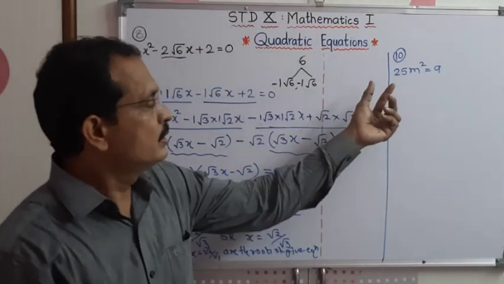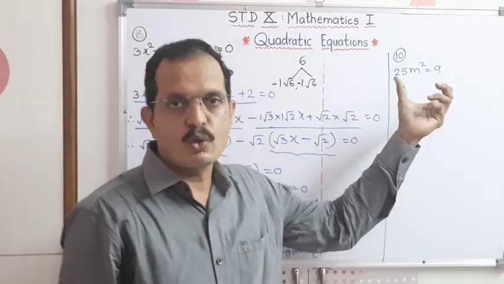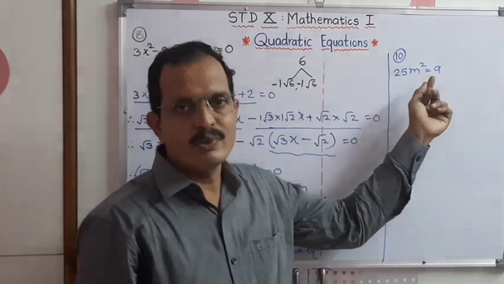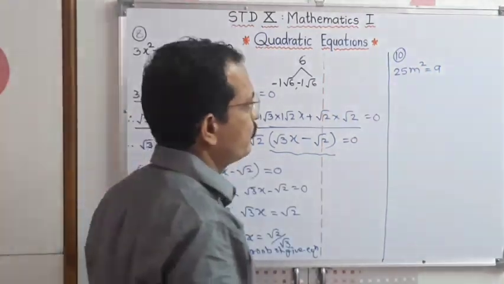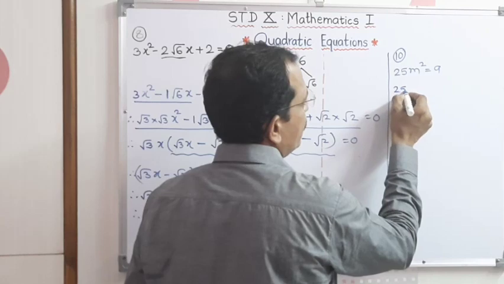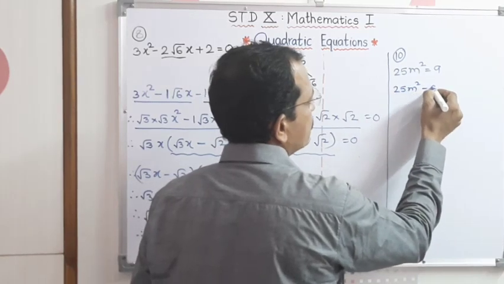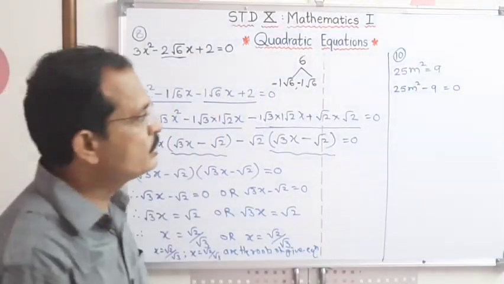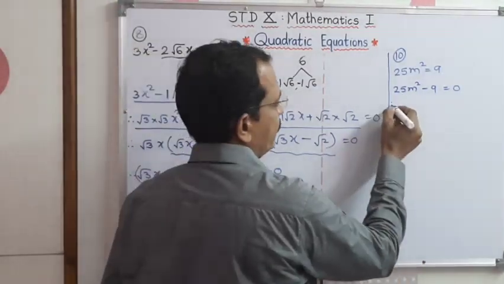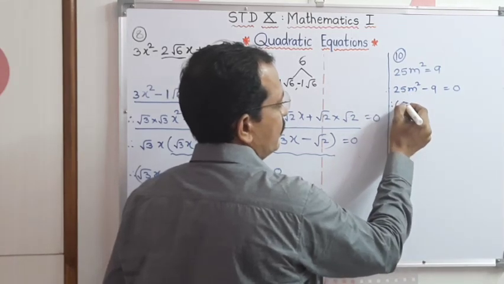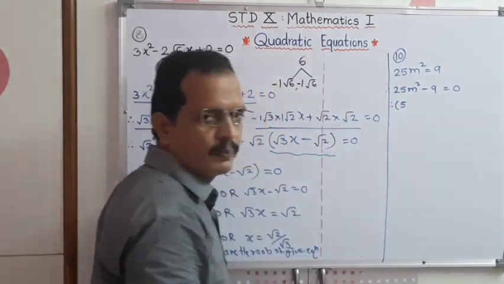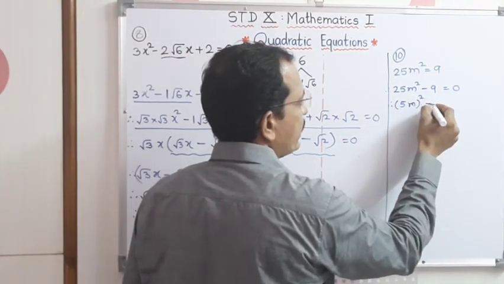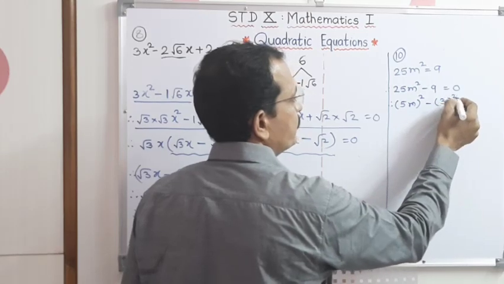Now this is a quadratic equation which is not in a standard form. One more thing, here the middle term, that is the value of b, is 0. Therefore first of all we have to write 25m square minus 9 equal to 0. Now see here, this 25 is the square of 5. Therefore we write here (5m) square minus 9, which is the square of 3.